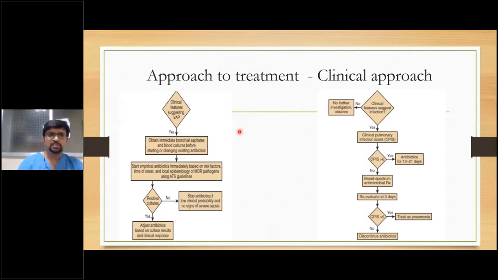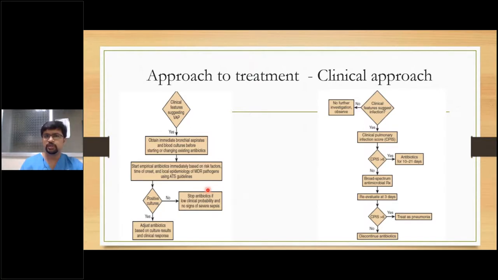antibiotics. So one, start empirical antibiotics immediately based on the risk factors, time of onset, and local epidemiology of MDR pathogens using the ATS guidelines. If there is a positive culture, adjust the antibiotics based on the culture results and clinical response. If there is no positive culture, stop the antibiotics if low clinical probability or no signs of severe sepsis. This is a clinical approach.